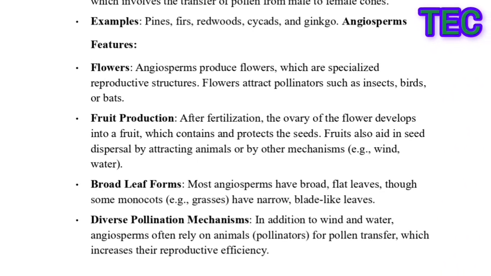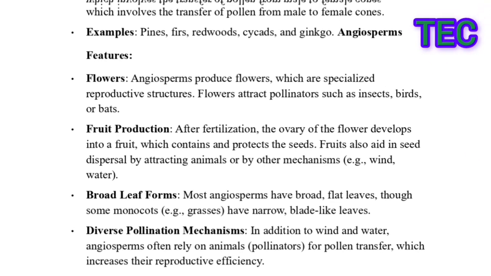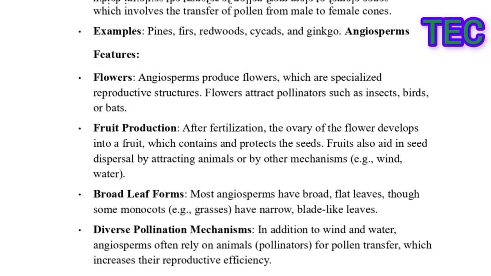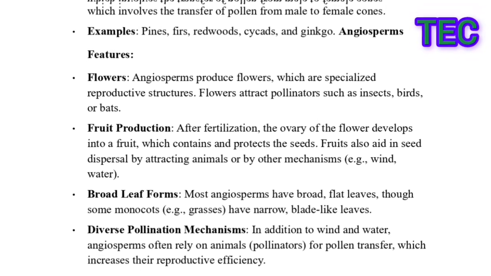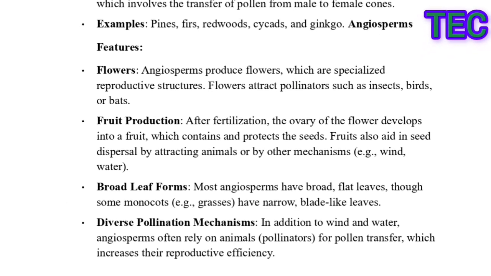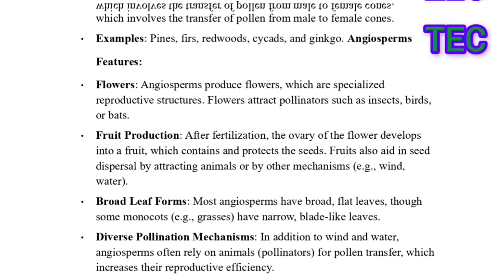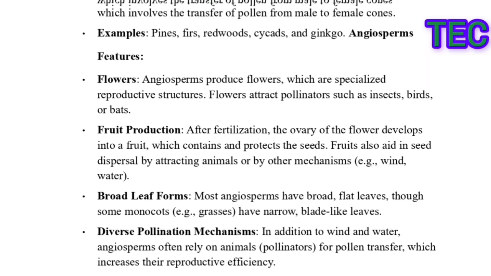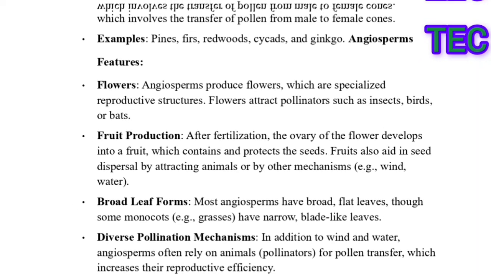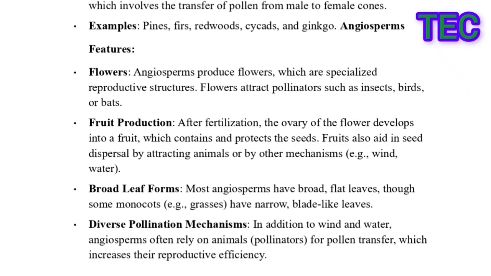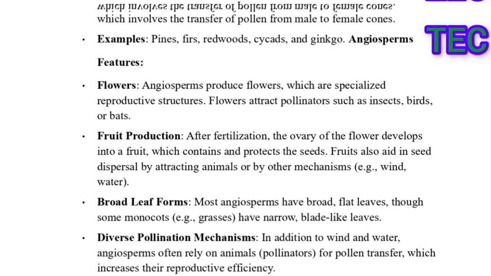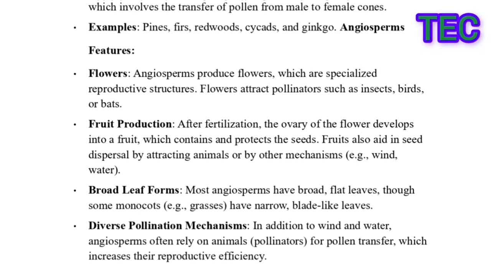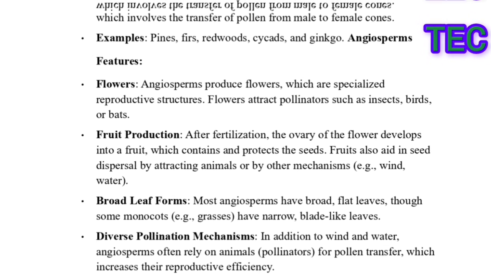Needle-like or scale-like leaves. Many gymnosperms, especially conifers, have narrow, needle-shaped leaves that reduce water loss. So most of these plants you'll even find in dry land, in semi-arid land. Wind pollination. Most gymnosperms rely on wind for pollination, which involves the transfer of pollen grains from the male to the female cone. Wind pollination.